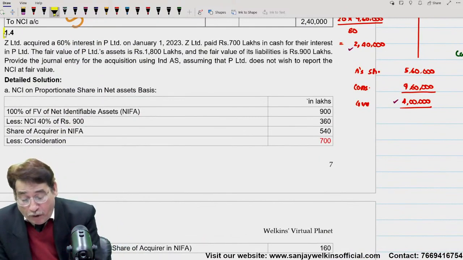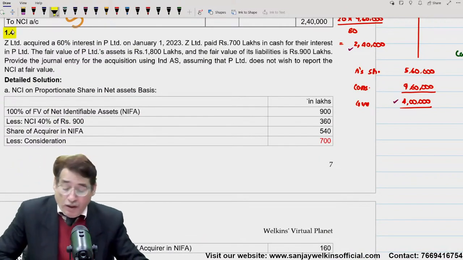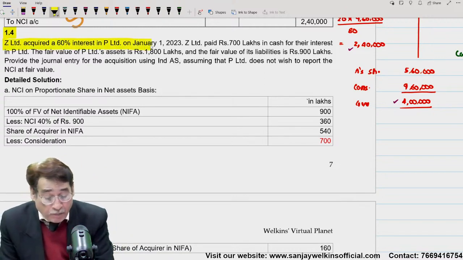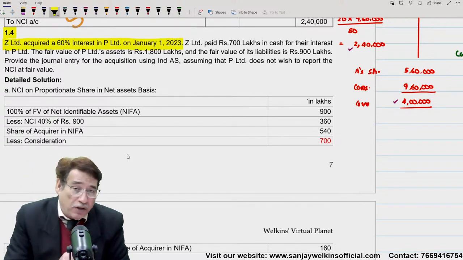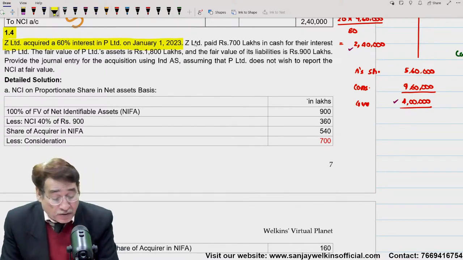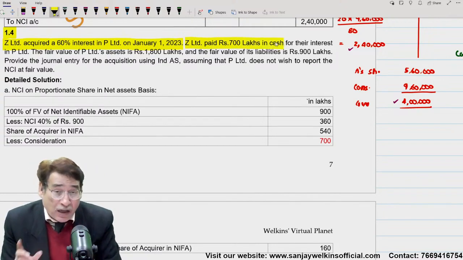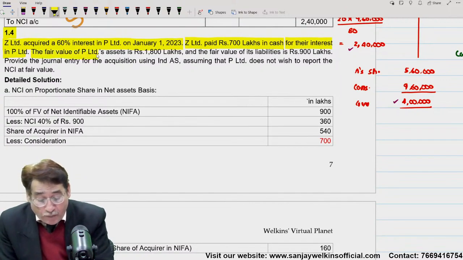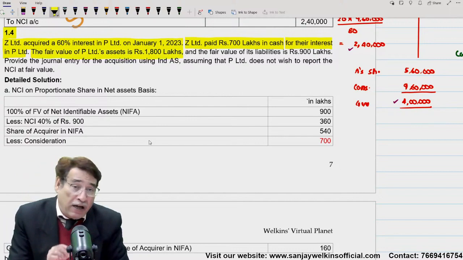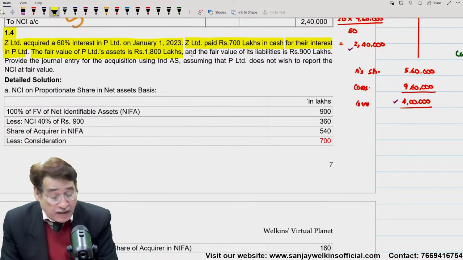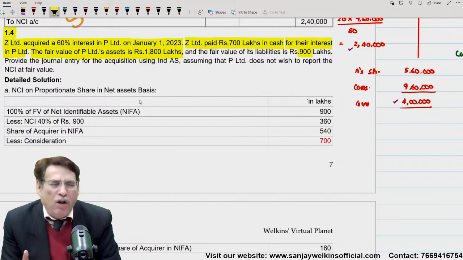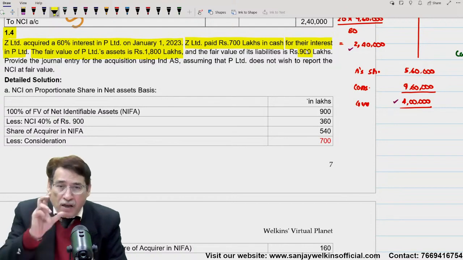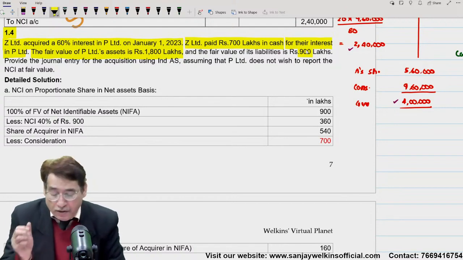Now we have question 1.4. In this particular question, it is given that Jet Limited acquired 60% interest in P Limited on 1st of January 2023. Jet Limited paid 700 lakh in cash for their interest in P Limited. The fair value of P Limited's assets is 1,800 lakhs. This time, fair value of assets and liabilities are given separately. Although it is not going to have any effect, 1,800 minus 900, the total net assets will be equal to 900, correct?